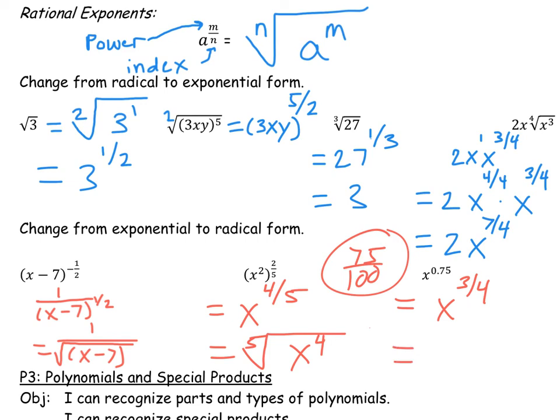Now our end goal here is to get into radical form. So I'm still here. 4th root of x to the 3rd. Okay, we'll call it quits there. Again, that is the end of the road here for our basic properties of exponents. That's all we have for the prerequisite chapter, Chapter P, Lesson 2.